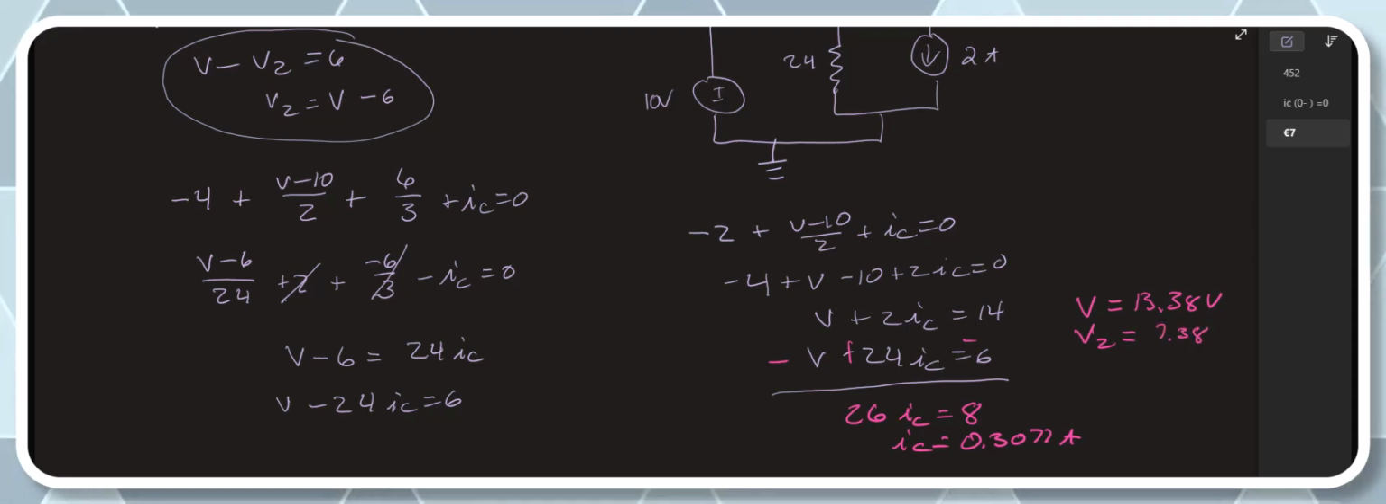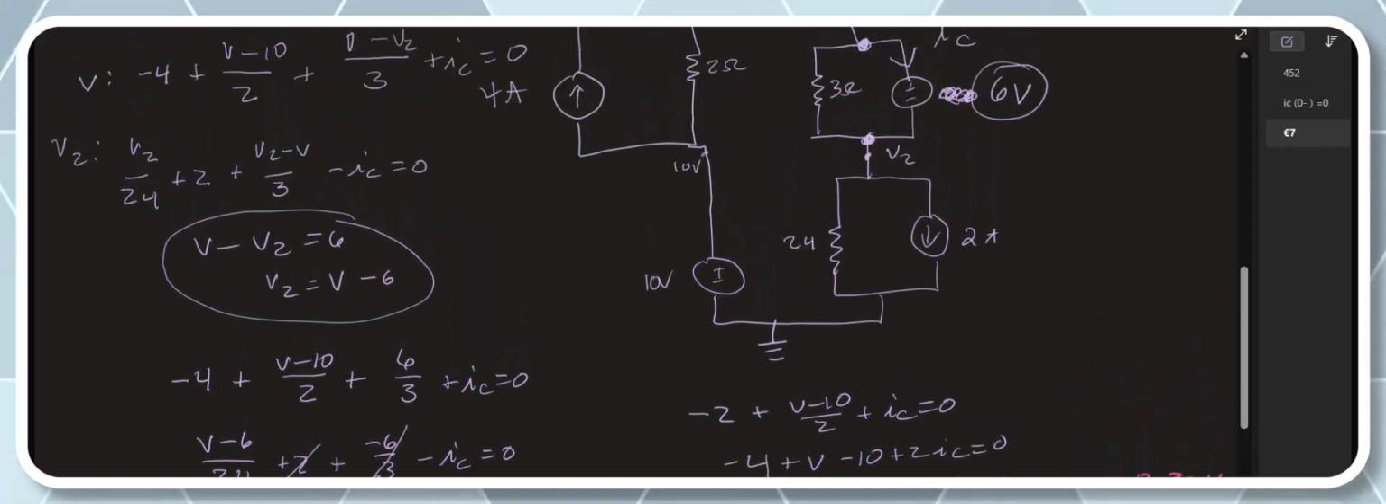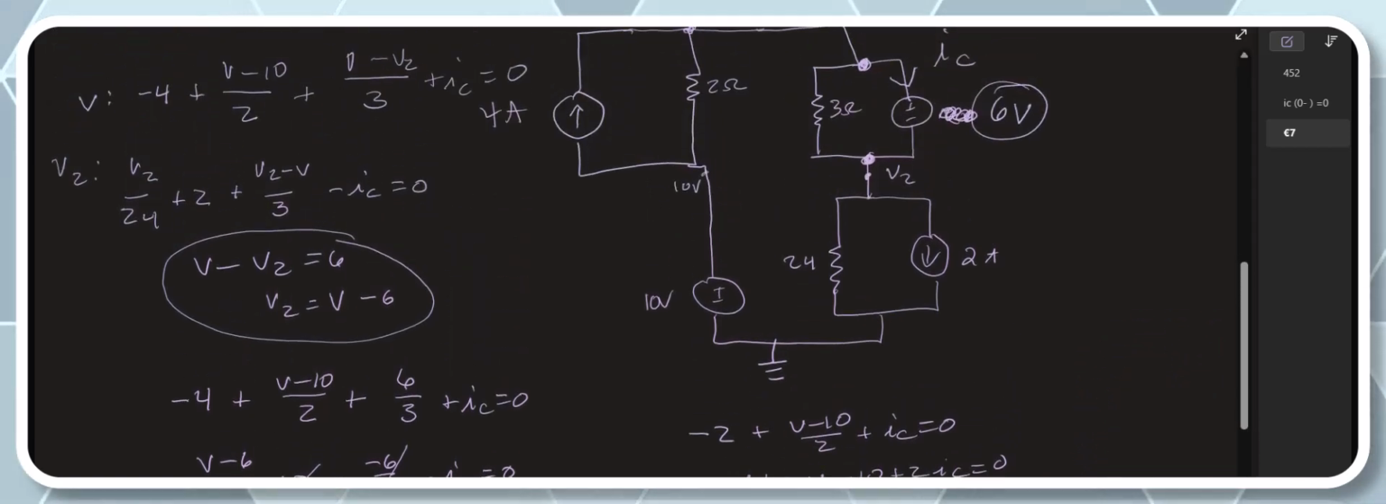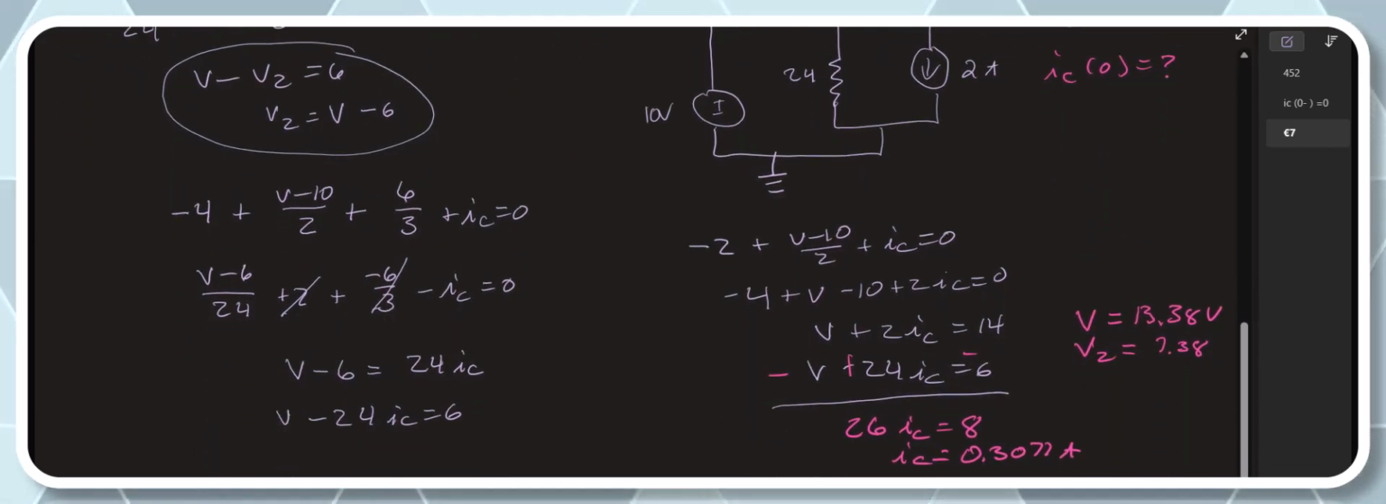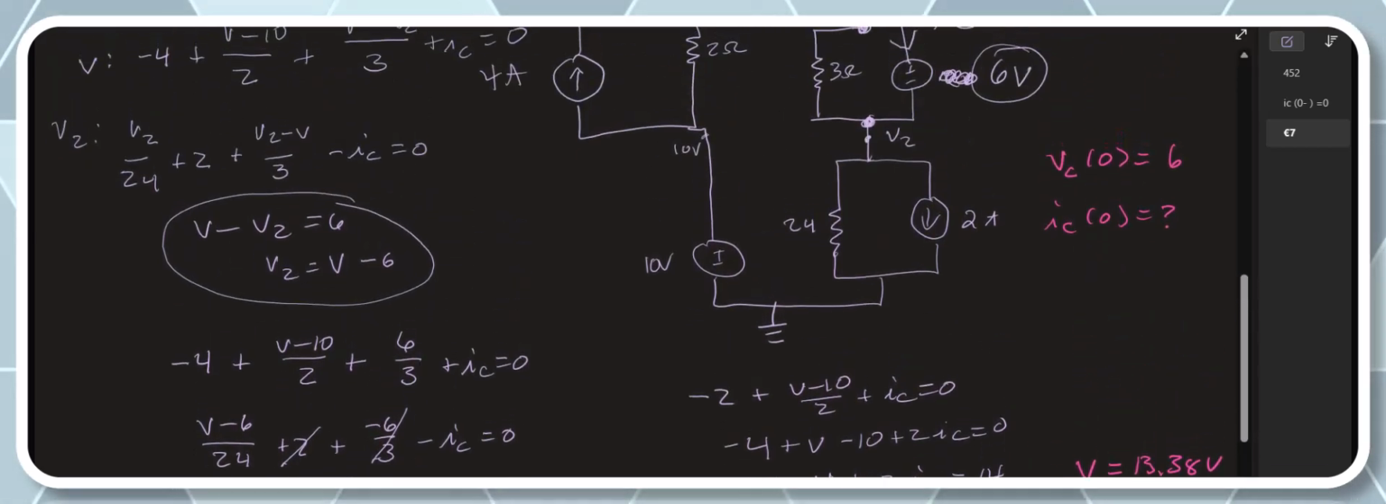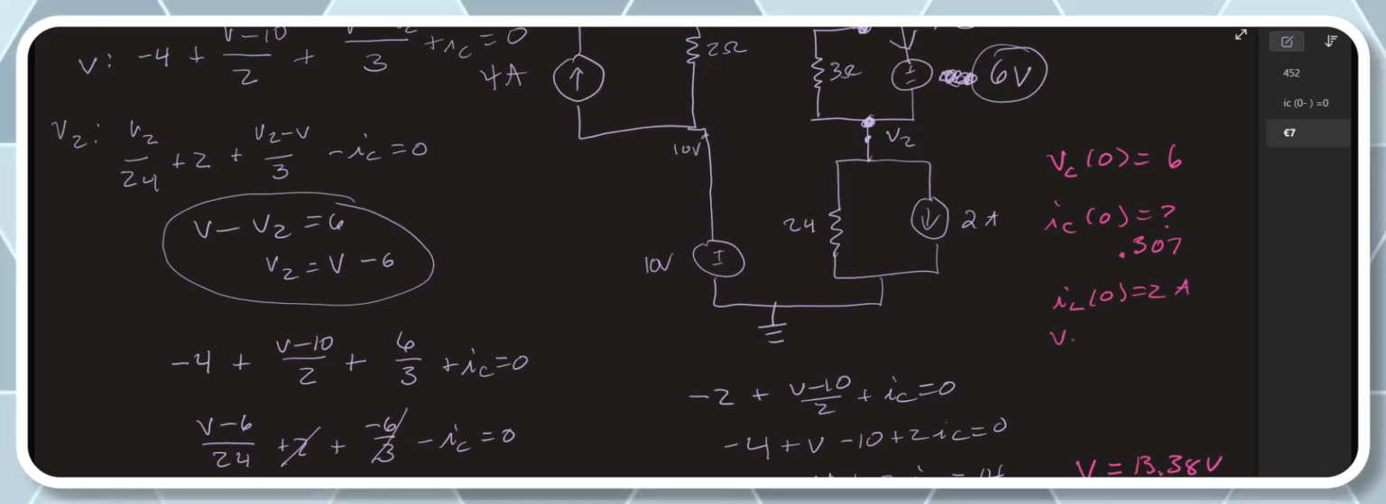Alright, so what does that tell us for our problem? We already knew that VC of 0 had to equal 6. Now, what about IC of 0? Well, we found that, right? We've got IC of 0 is 0.307. And we know that IL of 0 is 2 amps. What about VL of 0?